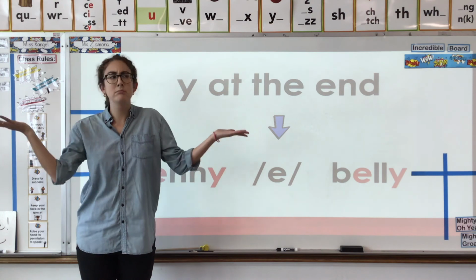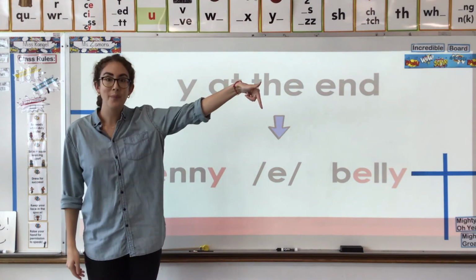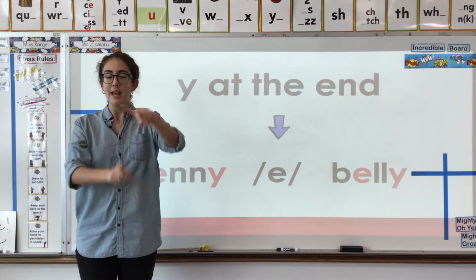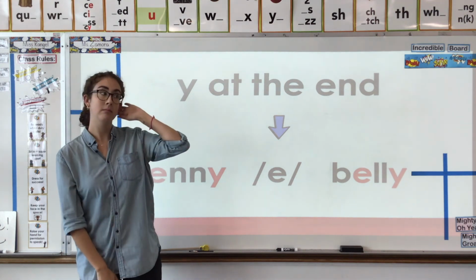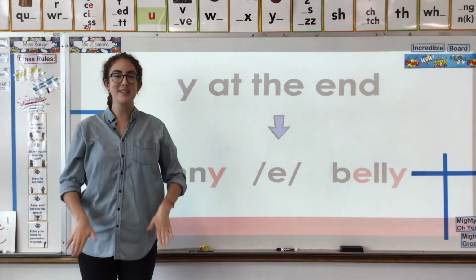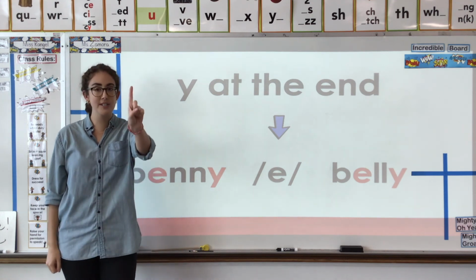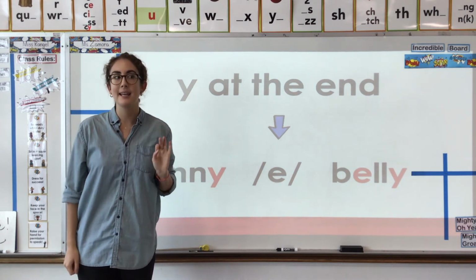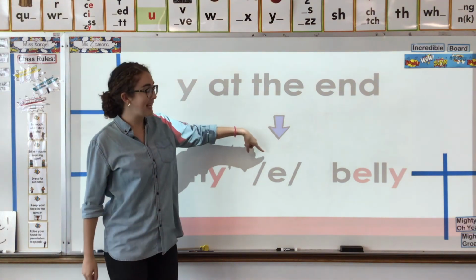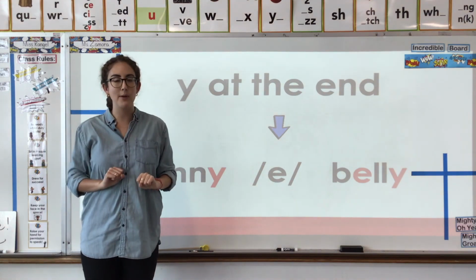When the Y is at the end and with a vowel, it sounds like E. Mirrors down. Good job. So now we know, first up, Y can say ye at the start of a word, and Y can say E at the end of the word and with another vowel.